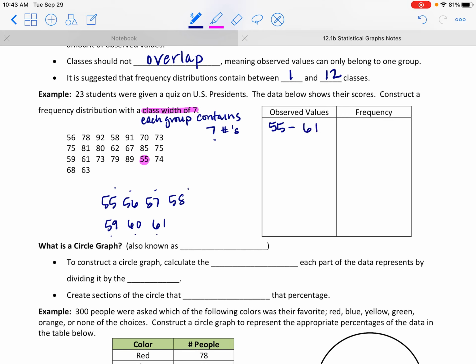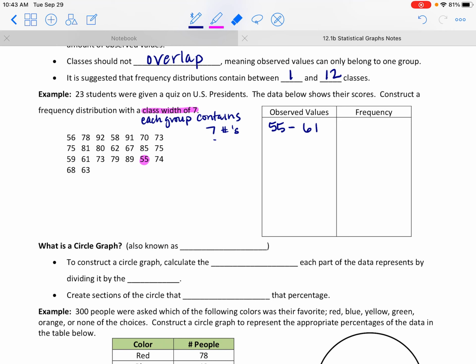So there's 7 values. This is a little tricky because if you look at the difference between 55 and 61, it really looks like a difference of 6, but because we're counting one of the endpoints, we actually have 7 values. You can see we listed it out: 55 to 61 is 7 different observed values, but the difference between the two is 6. We want that to happen every single time. And again, we don't want any overlap.